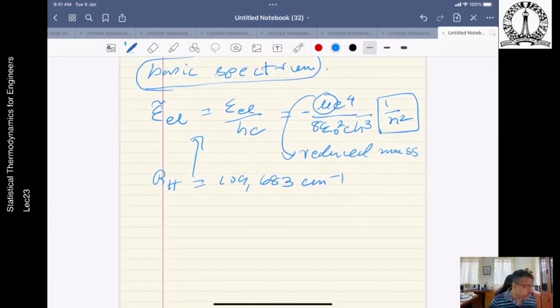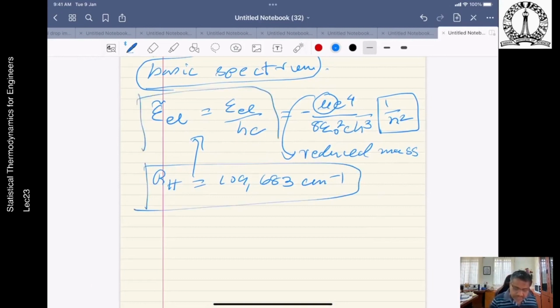We also know that the Rydberg constant is pretty robust, and this is how we have calculated the electronic energy levels. Next class we are going to do a sample problem and then move on and see what else is in store for us. So see you next class.